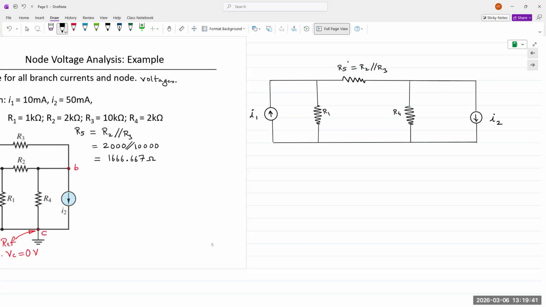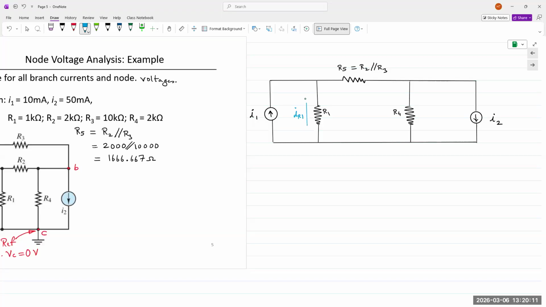Now, the next step in the setup of this problem is to assign branch currents. So let's take IR1, for instance. Which direction would you choose IR1 to flow? I think it's going up or going down? Up. How many of you say down? Some say up, some say down.